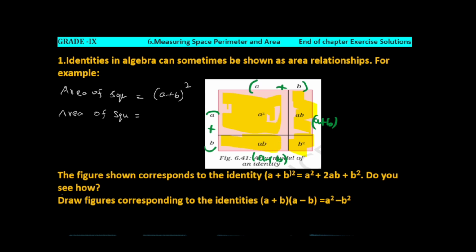So when we observe the area with the occupied space, we get a squared plus ab plus ab plus b squared, which is a squared plus b squared plus 2ab. So using the area of a square formula, we get the identity: a plus b the whole squared is equal to a squared plus 2ab plus b squared. In such a way we can get a diagram for a plus b into a minus b is equal to a squared minus b squared.